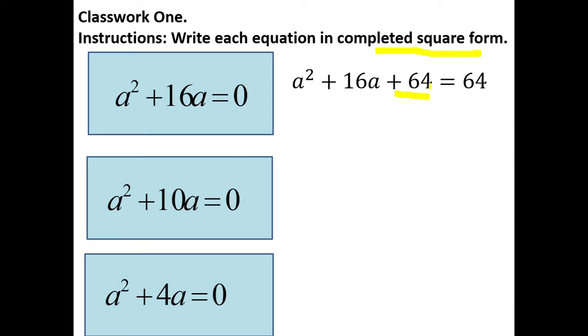Okay, so then I ran this through the puzzle box, and I came up with a plus 8 squared equal to 64, because I can factor this equation here into a plus 8 times a plus 8. Okay, so time for another problem. Pause the video, work this problem, and then we'll look at my answer.